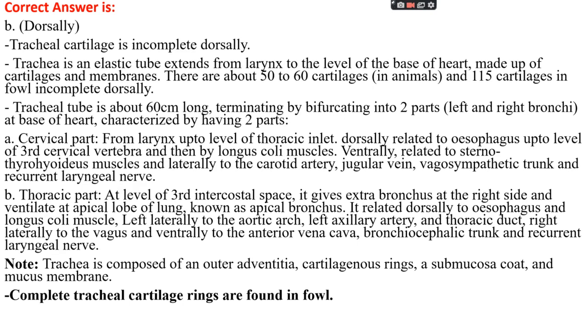The trachea is an elastic tube which extends from the larynx to the level of the base of the heart. It is mainly made up of cartilage and membrane. There are about 50 to 60 cartilages in animals and 115 cartilages in fowl. In animals, these cartilages are incomplete and look C-shaped, while in fowl, complete tracheal cartilage rings are present, so they look round in shape.